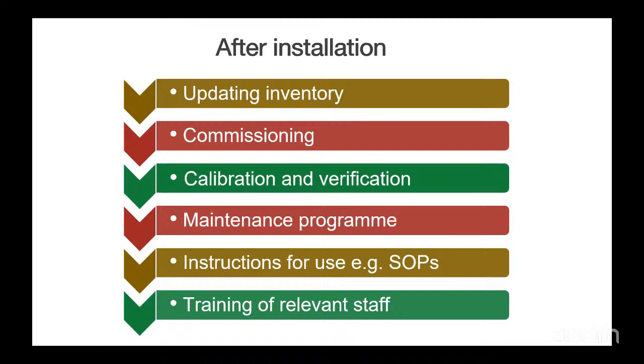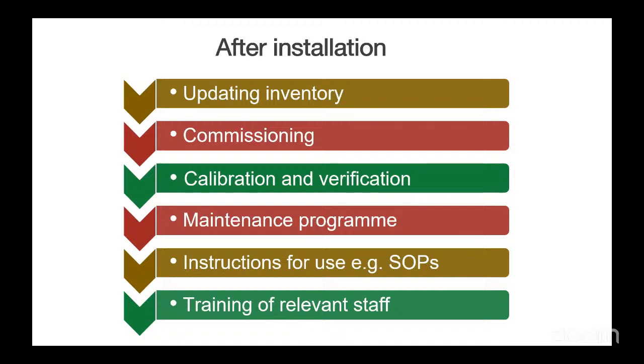Then after installation, you have to update the inventory, because in equipment management, every equipment within your lab must be in the equipment inventory list. Let's say, for example, you have a multi-specialist lab, and the equipment is in the microbiology lab, you need to put the location. The commissioning, calibration and verification: there must be a calibration and verification report for that equipment. Those are part of the installation records.